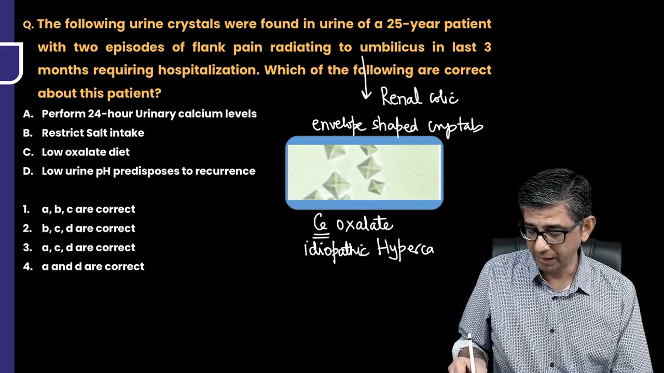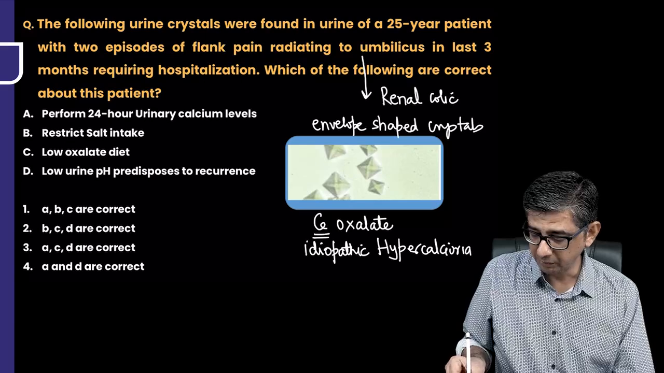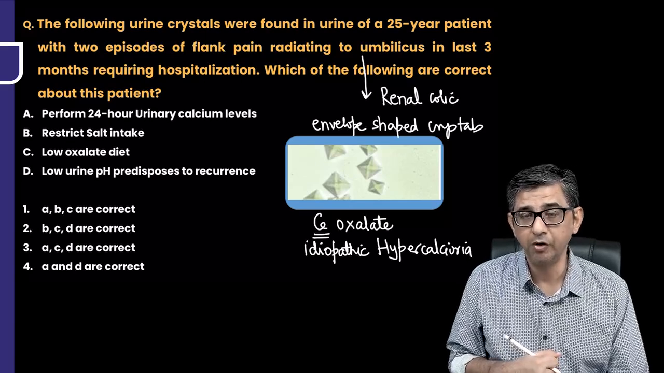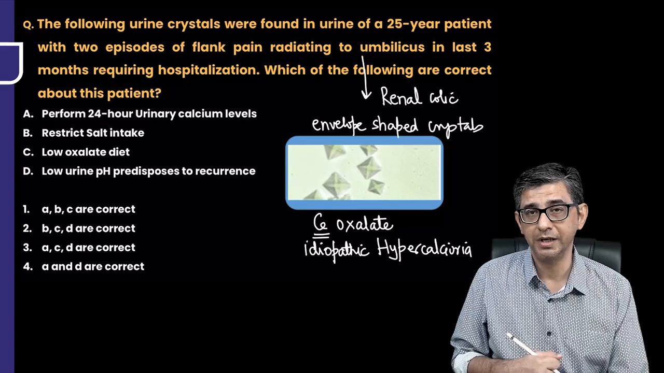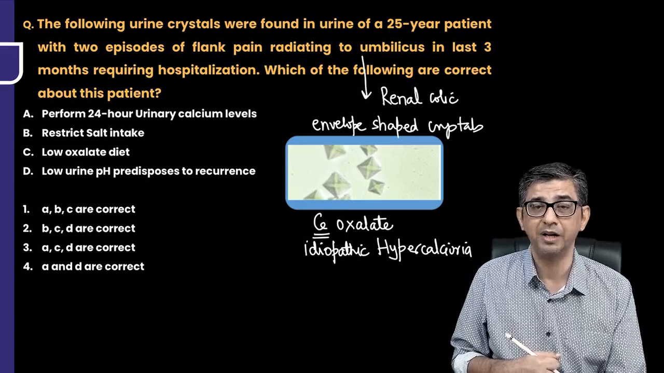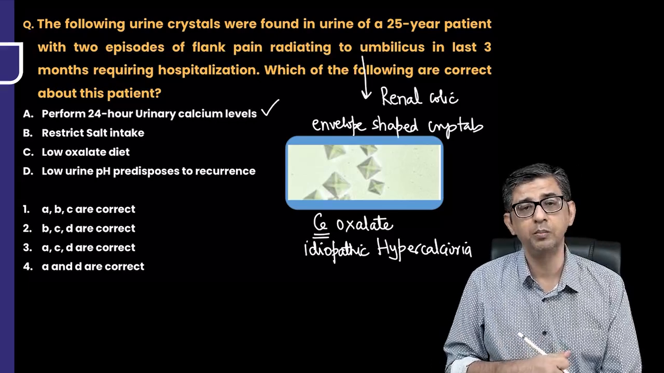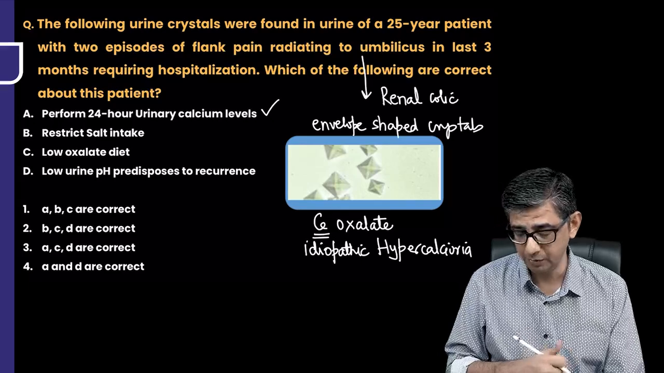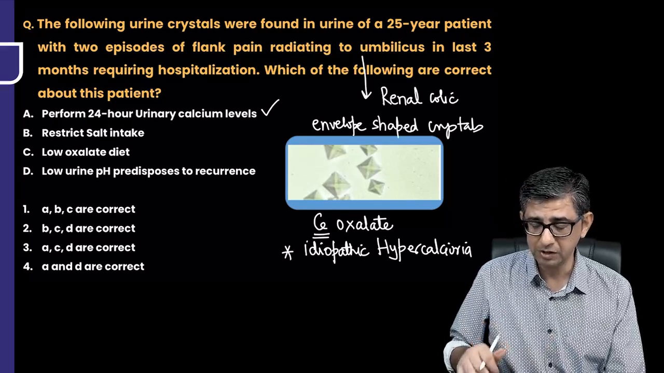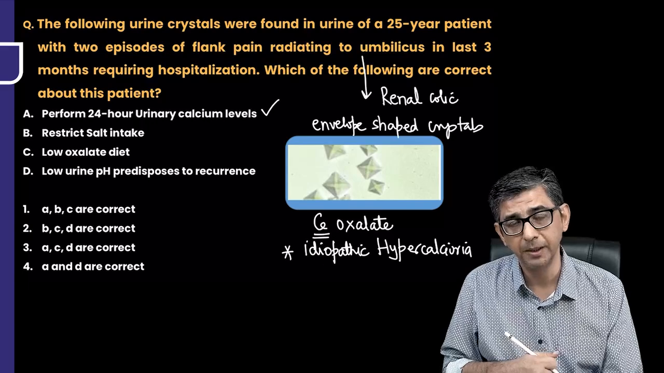And as I said, what's the problem in this patient? The 24-hour urinary calcium of this patient is increased as compared to normal because of a defective handling, though his serum calcium is normal. So option A is the correct one. Perform 24-hour urinary calcium, because you need to document that this chap has idiopathic hypercalciuria.